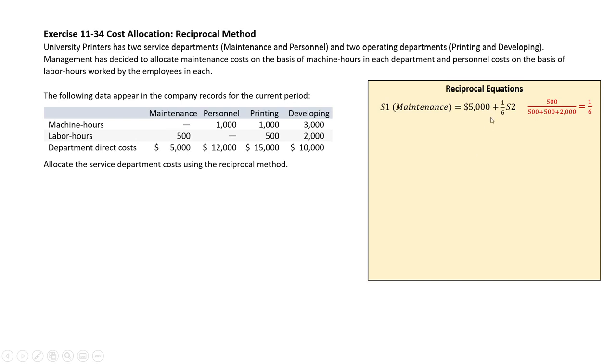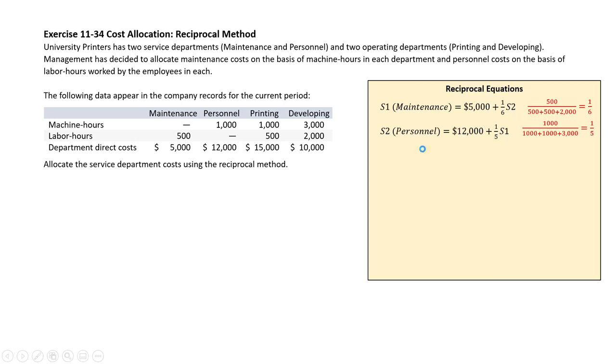But I said the maintenance related service cost is going to include the $5,000 direct costs that's listed here in our table, plus a portion of what I term S2, and that simply is personnel, a portion of the personnel cost. How did I get that this is a sixth of it? I took a look at what are the personnel labor hours that are dedicated to maintenance, that's 500 hours, relative to the total hours allocated to any department, and that is 500 plus 500 plus 2,000, so that's a total of 3,000 hours in total. 500 divided by 3,000 is 1/6.